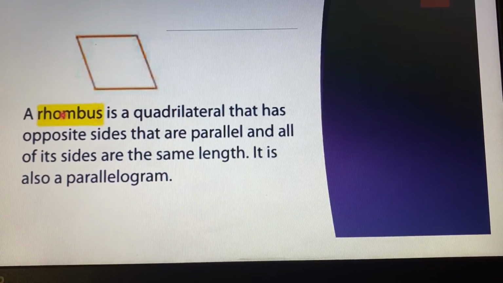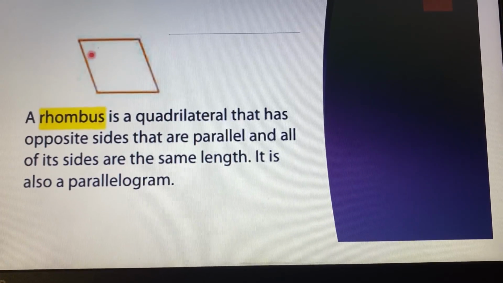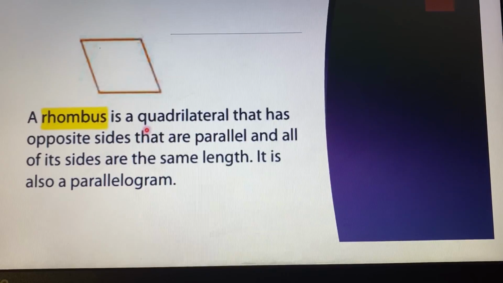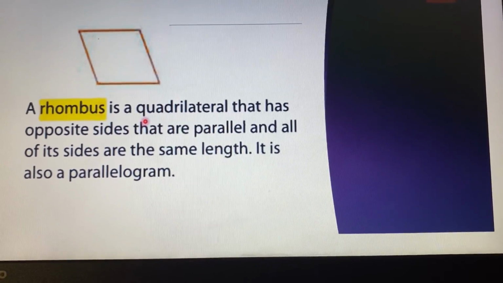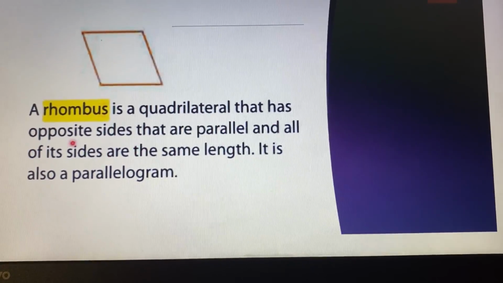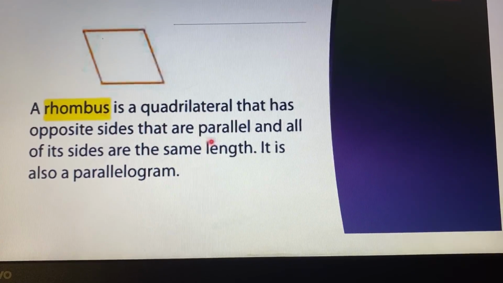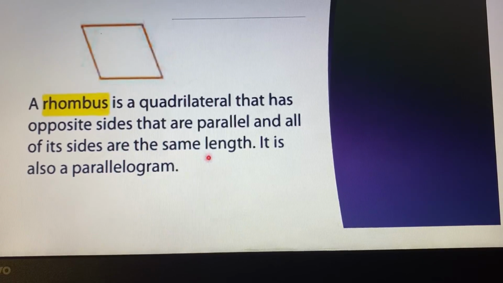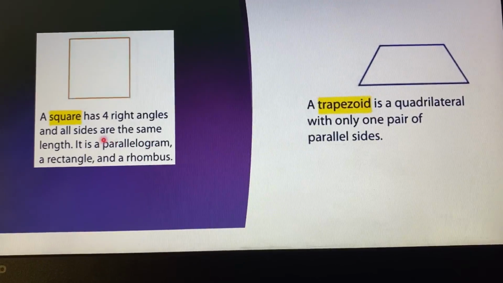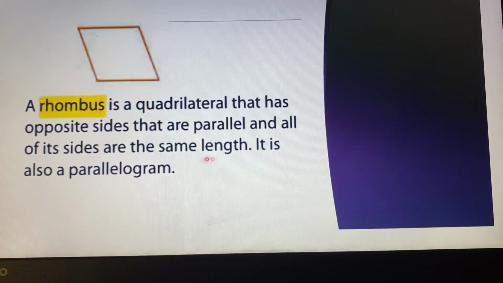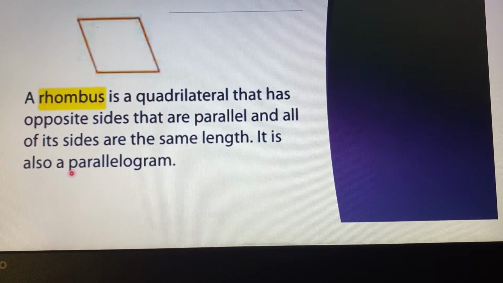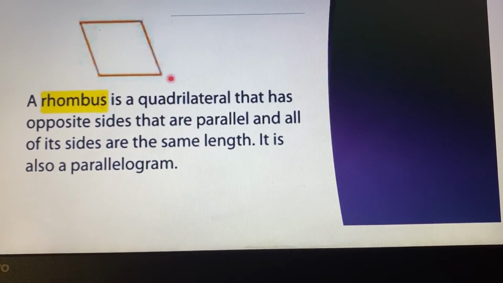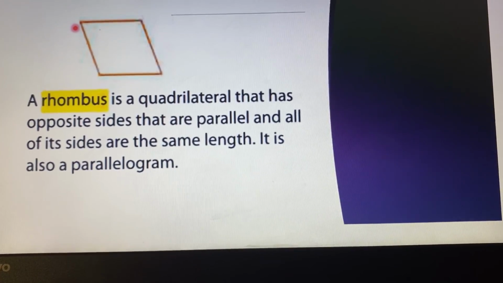This is a rhombus. A rhombus is also a quadrilateral that has opposite sides that are parallel. And all of its sides are the same length. Like the square. It is also a parallelogram. Look at the top and the bottom sides. They are parallel. Right and left sides are parallel too.